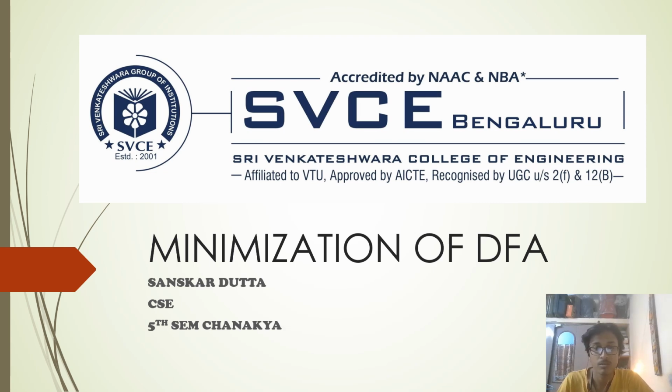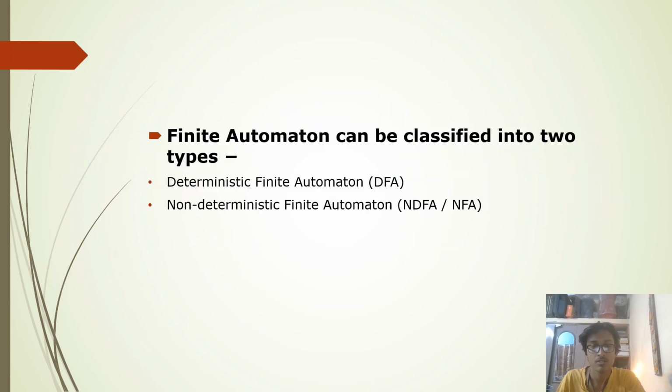Today we are going to learn about minimization of DFA. Before learning about minimization of DFA, we have to learn what a DFA is. There are two types of finite automata: one is deterministic finite automata, and the other one is non-deterministic finite automata. So how would you differentiate them?